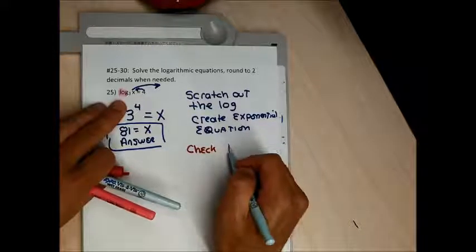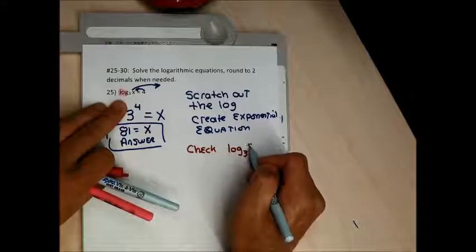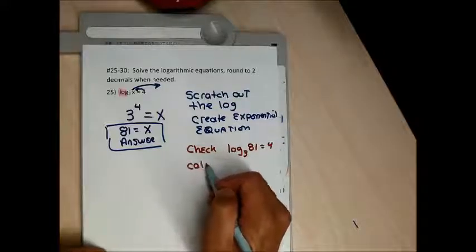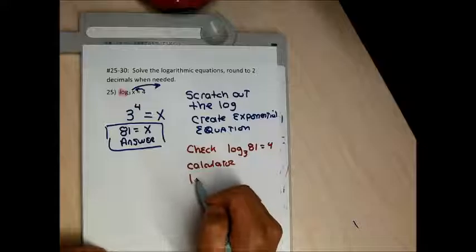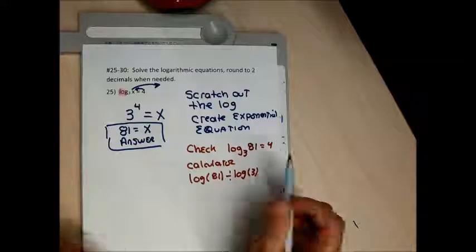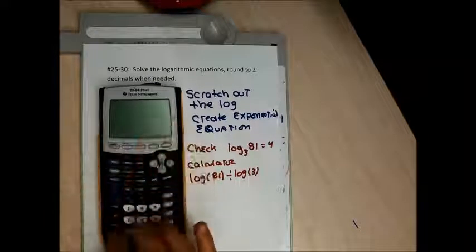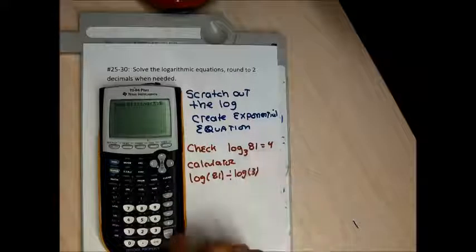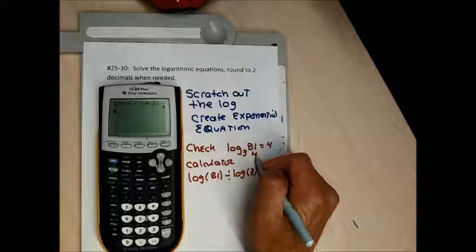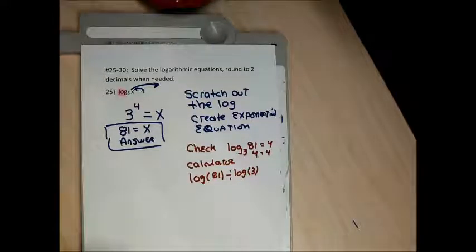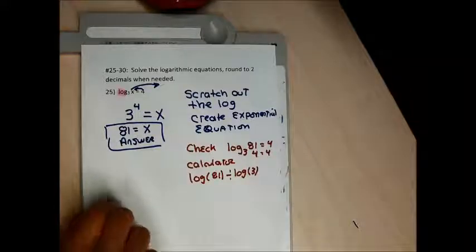So to check it, the original problem was the log base 3 of x equals 4. I'm going to change the x to 81, and then I'm going to break out my calculator and do log of 81 divided by log of 3 to simplify the left-hand side. So log of 81 divided by log of 3. It needs to say 4 because the right-hand side is already 4. And because it says 4, I know my answer is correct. I think problem 30, if you don't check, you'll run into some problems. The algebra will produce 2 solutions and only one of the 2 actually checks.